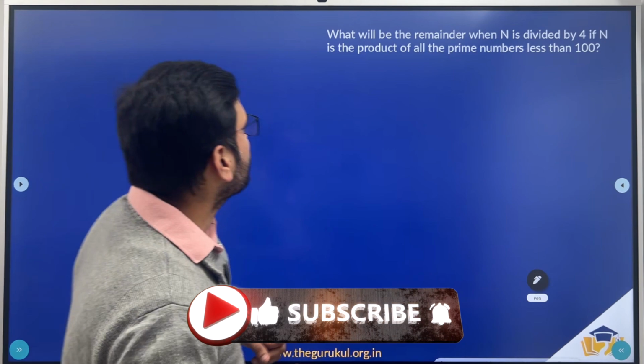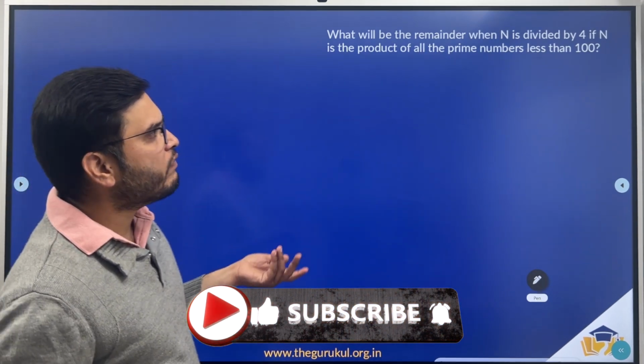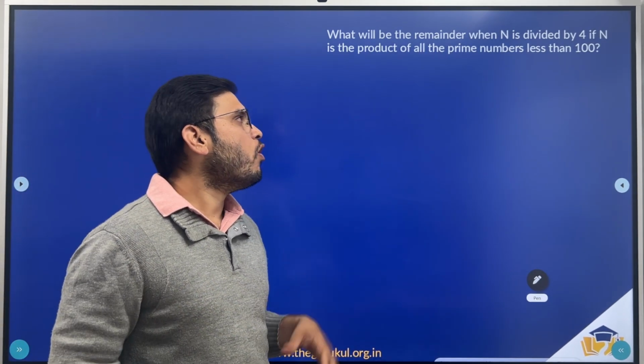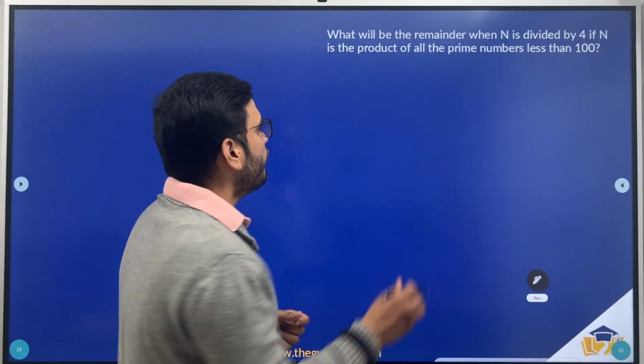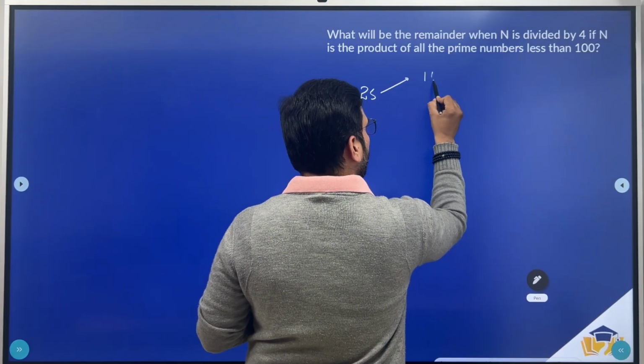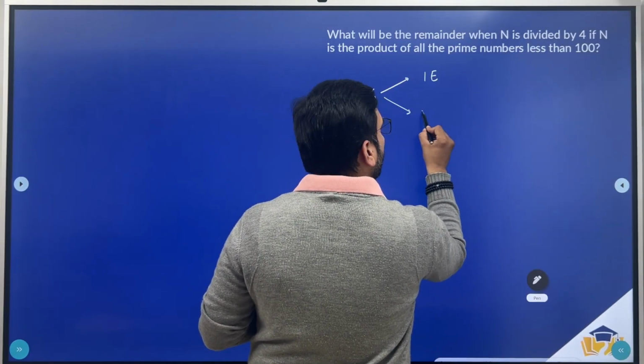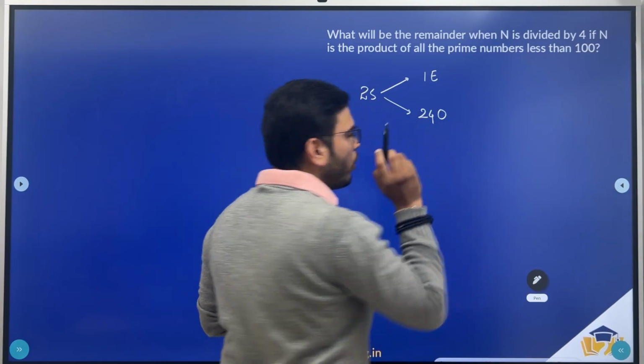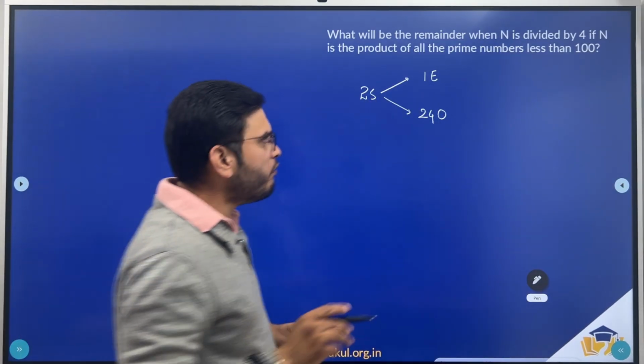Now coming to the last question. What will be the remainder when n is divided by 4 if n is a product of all prime numbers less than 100? So we have 25 prime numbers less than 100, out of which you have only one even prime number and the remaining 24 are odd numbers. Right. So the only even prime number is 2.